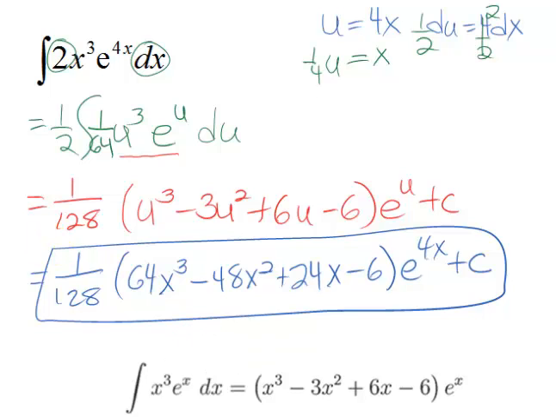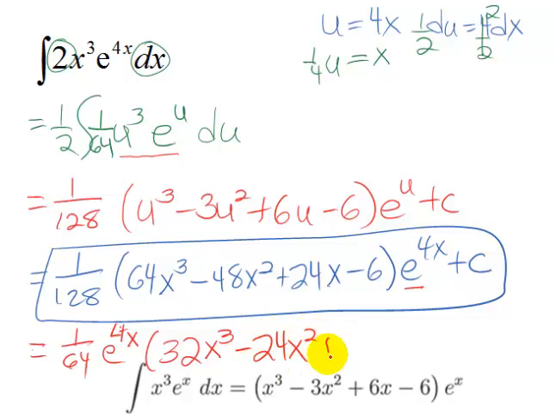Now as I look at this final answer, I can actually see that there's a 2 in common, so I could factor that out in front and make this 1/64. We'd probably put this on the front there as well, so e to the 4x, and then this would be 32x cubed minus 24x squared plus 12x minus 3 plus our constant.